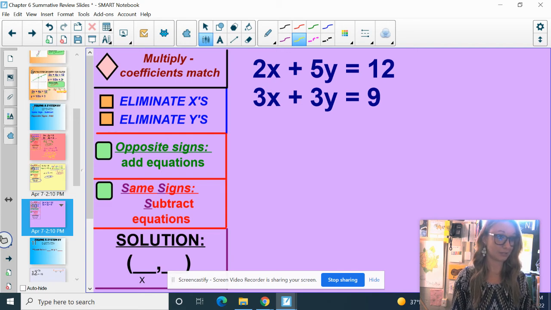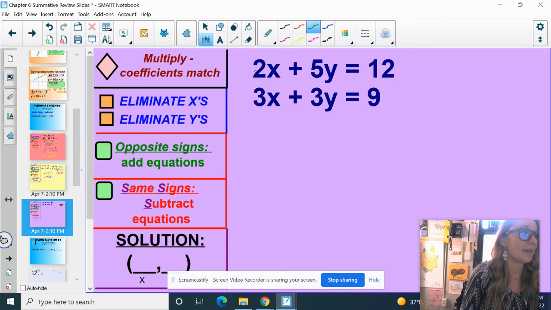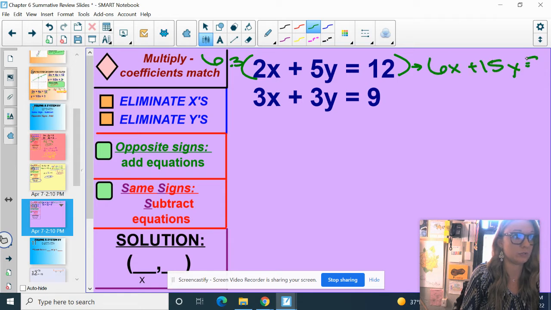You pick if you want to do x's or y's. I'm going to say x because that's just where I'm at. If I've got 2 and 3, my goal number is going to be to get it to 6, which means I'll have to multiply this whole guy by 3. So let's do that. So I've got 6x plus 15y equals 36. This bottom one, 3 times 2 would get me to 6. So 2 times 3x is 6x. 2 times 3y is 6y. 2 times 9 is 18.